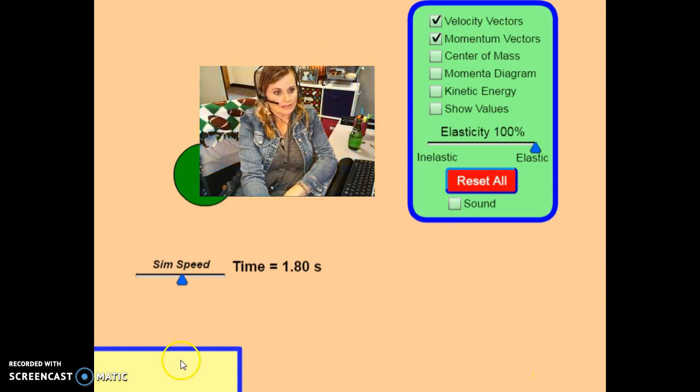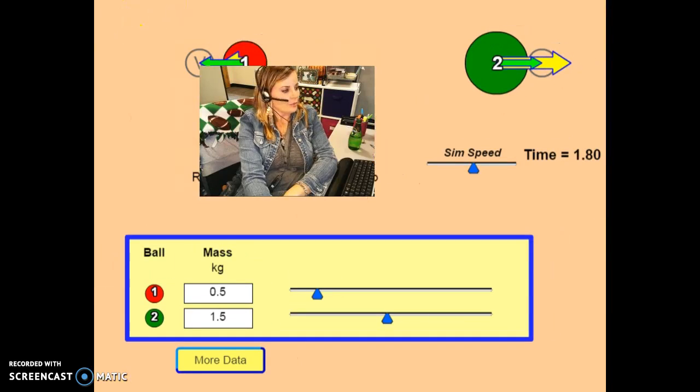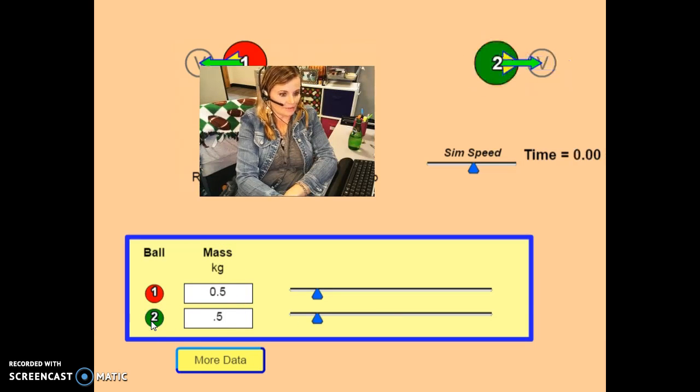Okay, so according to your lab, it says you are going to first look at the elastic collisions, and it says start with the following settings. It gives you 0.5 kilograms. I'm just going to put this back here. 0.5 kilograms for mass 1. Mass 2 should also be 0.5 kilograms. You can just type that right in.